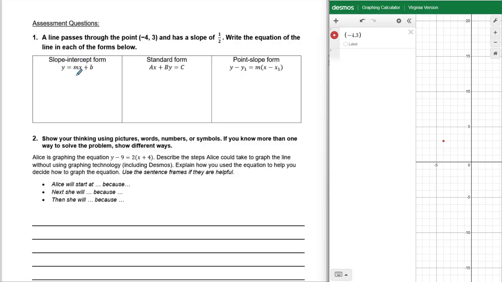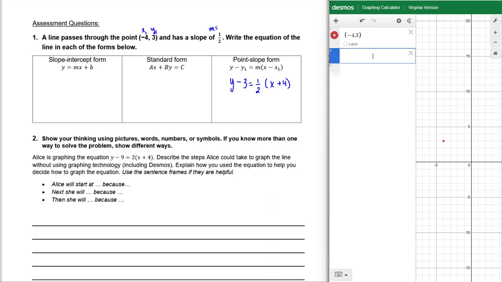So before I even go to slope-intercept form, I'm going to start with point-slope form. So I'm going to go ahead and put y minus y1. So here's my x1, here's my y1, and then this is my slope, m equals 1/2. So y1 is 3, so y minus 3 equals my slope, which is 1/2, times x minus x1, my x coordinate of the point that I have, minus -4. Minus minus is plus, so I'm just going to change that to a plus 4.